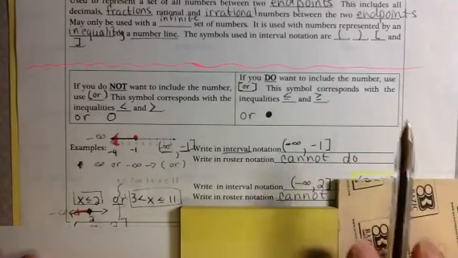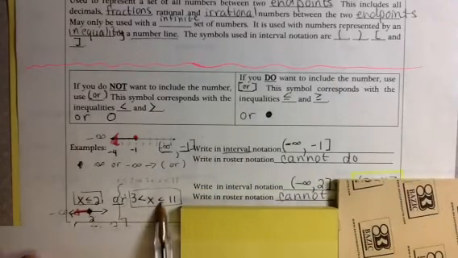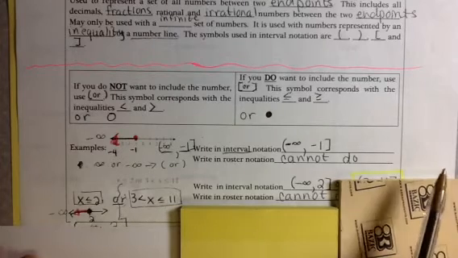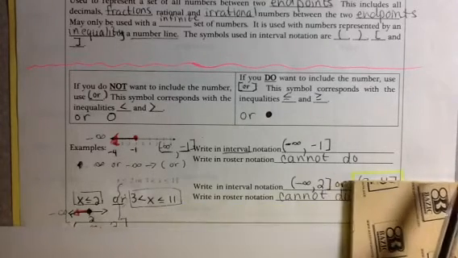Then we're going to write it in roster notation, and again, we cannot do that because we can't list all of the decimals and all the fractions in between. We can't physically write them down.